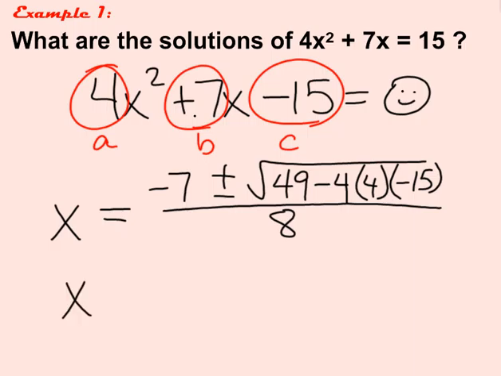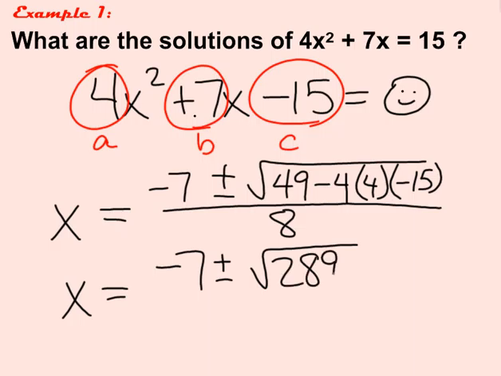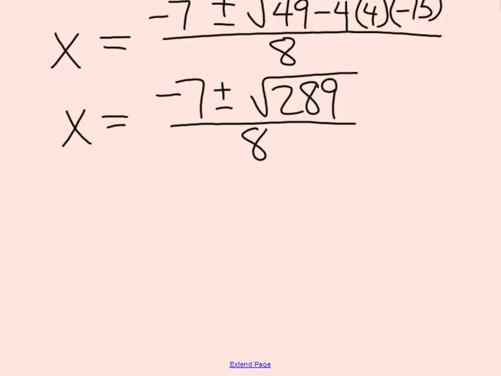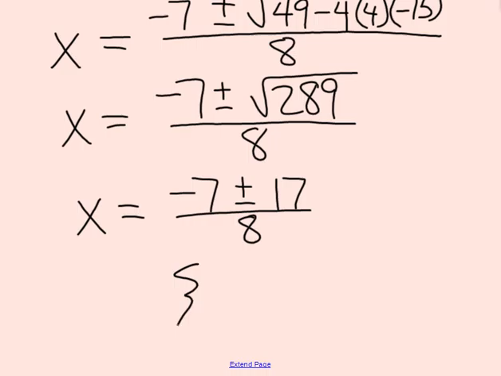Okay, simplify. Order of operations tells us we need to do what's under the radical first. Negative 7 plus or minus the square root of. Grab a calculator, work it out by hand, work it out mentally, whatever works for you, but go ahead and work out what's under the radical. That comes out to 289. Still over 8. Keep going. The square root of 289, lucky for us, comes out even. That would be 17. So we now have negative 7 plus or minus 17 over 8.